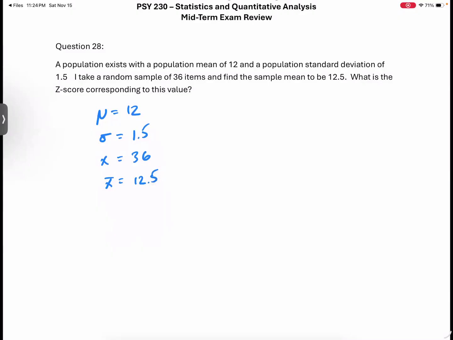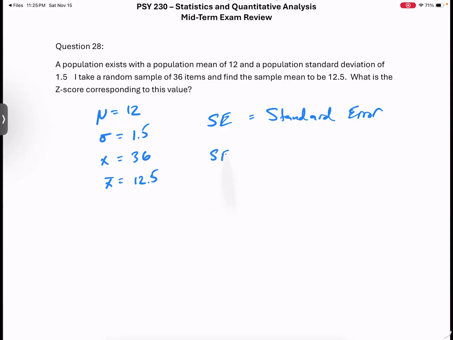So, because we're dealing with a sample mean, when you have all of this information, a population mean, population standard deviation, sample size, and then a sample mean, when you have those four pieces of information, you need to find the standard error. SE is going to be the abbreviation for the standard error. And then after you find the standard error, I'm going to use that to find my z-score. So let's find the standard error first.